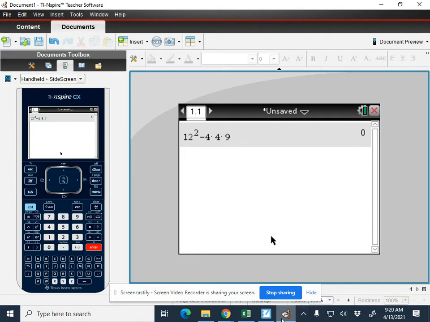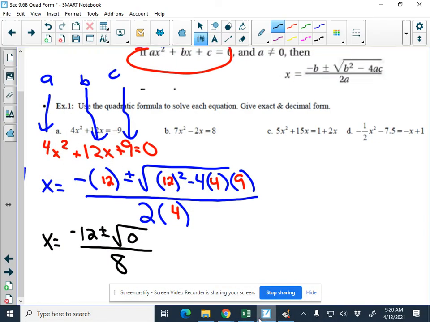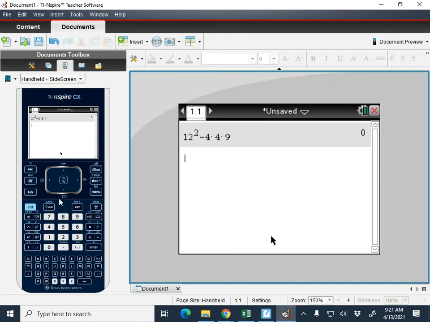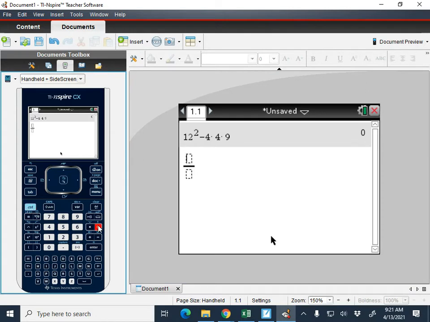It becomes 0. Now, we didn't have any yesterday that became 0. But it's negative 12 plus or minus 0. So 0 would be the same thing. I'll show you that this really isn't going to matter. Yesterday, what we did then is we took this and we went negative 12 plus the square root of 0. Now, the square root of 0 is still going to be 0 over 8.